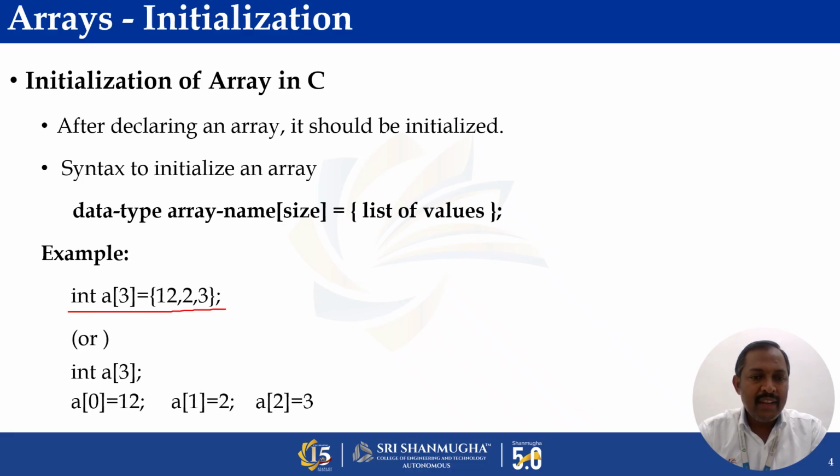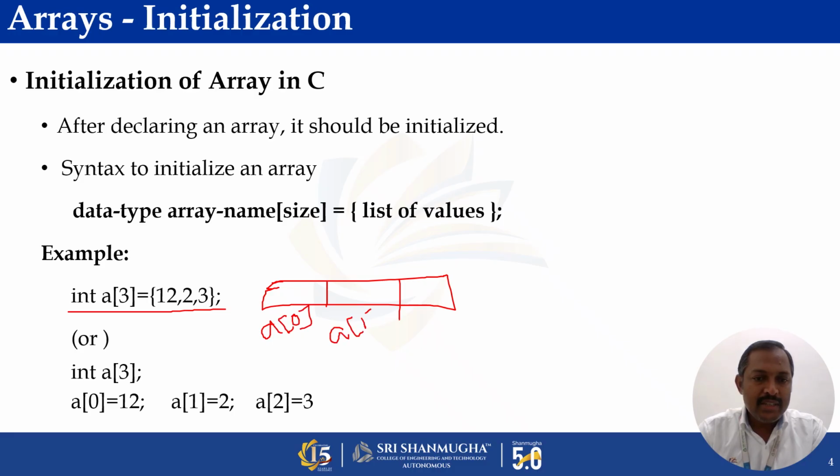We are creating an array with 3 elements. That is a[0], a[1], a[2]. Totally 3 elements here. In a[0] the value 12 is going to be stored. In a[1] the value 2 is going to be stored. In a[2] the value 3 is going to be stored.